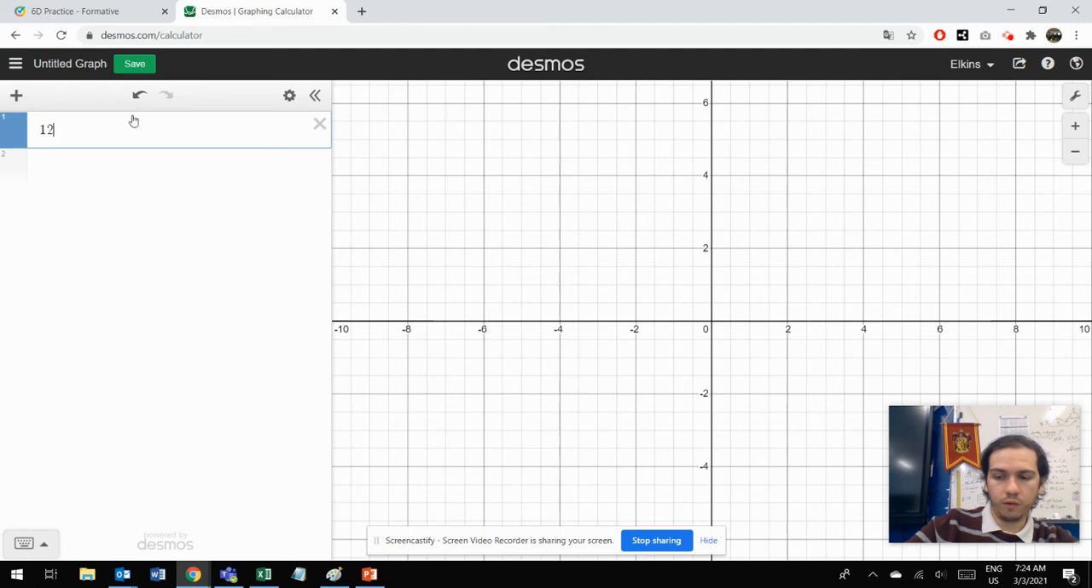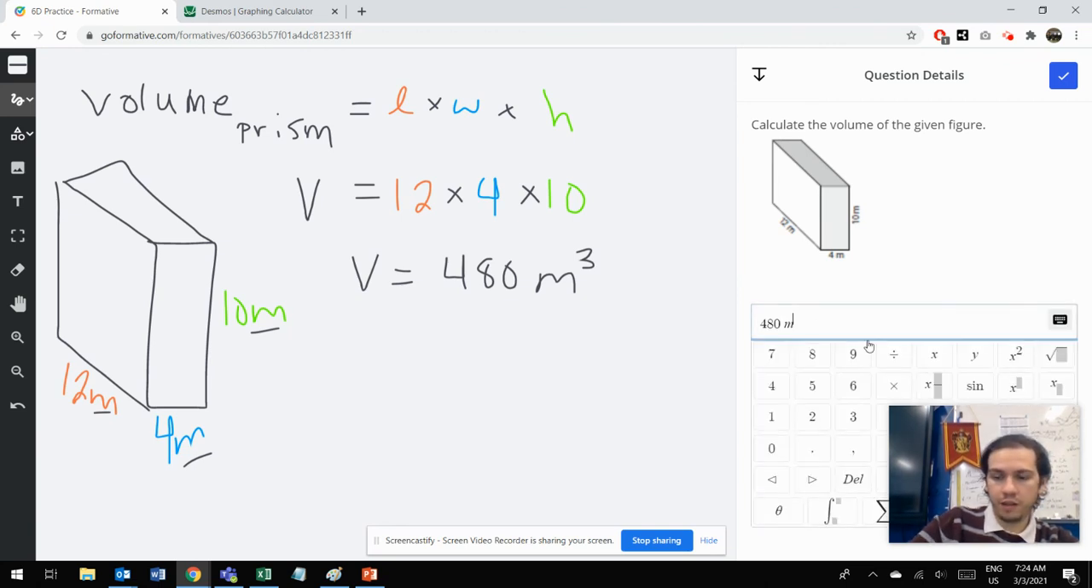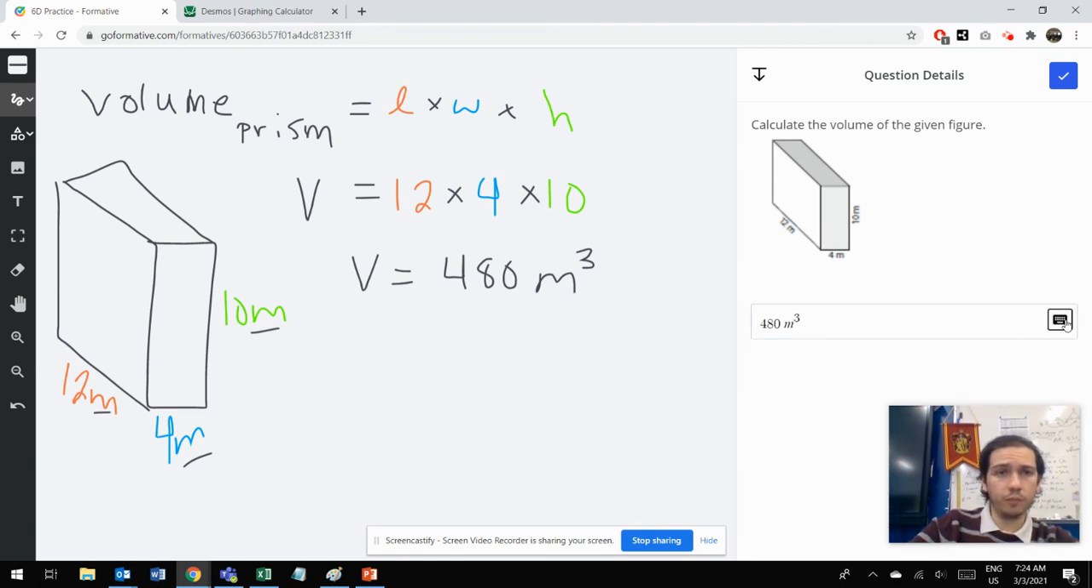We go to my calculator. 12 times 4 times 10. 480. Now here's where, again, I want to remember the meters, right? It is meters. And when we talk about volume, it's in 3 dimensions. So I'm going to raise it to the 3rd power, which is either meters cubed or cubic meters, however you want to think about it. So I put in my answer, 480 space meters, and then I hit this button right here, it'll let me raise it to the 3rd power. So that is how we find the volume of a prism.